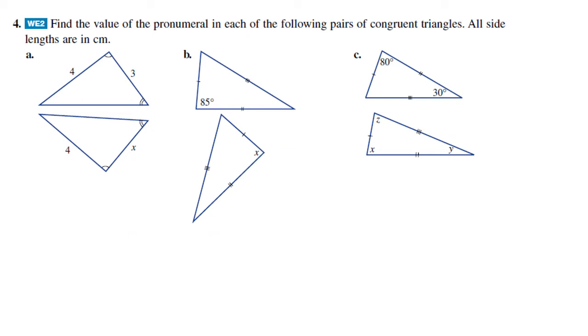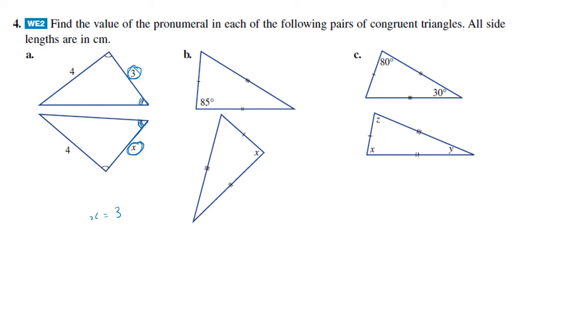Find the value of the pronumeral in each of the following pairs of triangles. Okay, let me just get my pen first, that would help. Okay, so in A, all right, let's compare the angles that are the same, right? So this angle is the same as this angle. And this side is adjacent to the angle that we've just identified, right? So this side is adjacent beside our angle with the two notches, right? So we can say that x equals 3, okay? Because we've said that the triangles are congruent and 3 and x are corresponding sides.